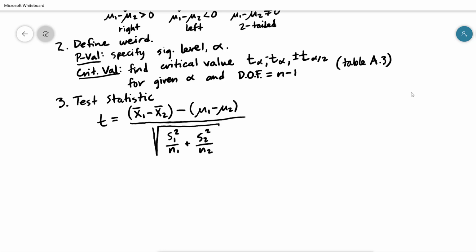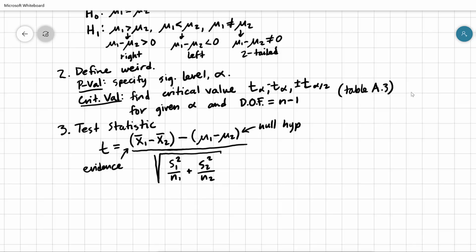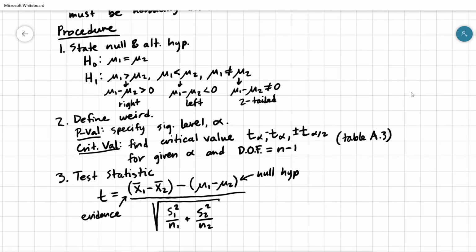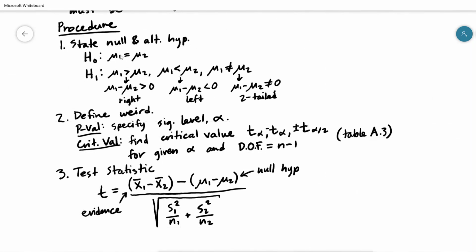So it still has the same three pieces. These are our two sample means, so this has to do with the evidence from our experiment. This has to do with the null hypothesis. And notice our null hypothesis is that mu1 is equal to mu2. So if I were to rewrite this in the same way that we rewrote all these alternate hypotheses down here, I would write this as mu1 minus mu2 equals 0.